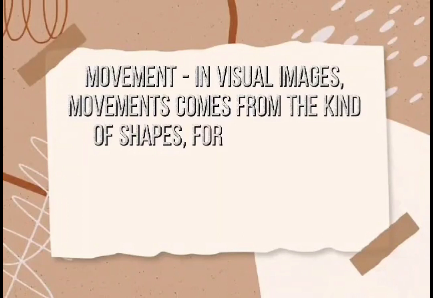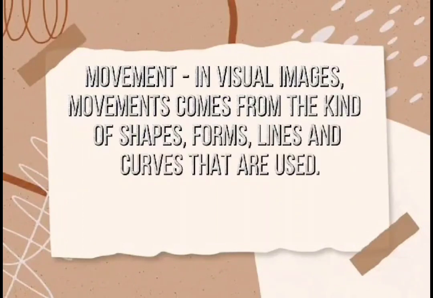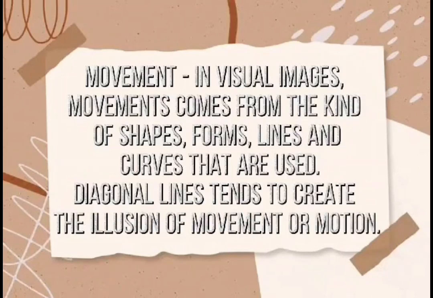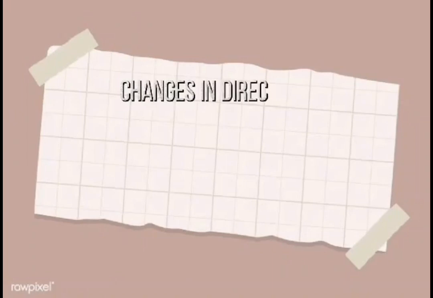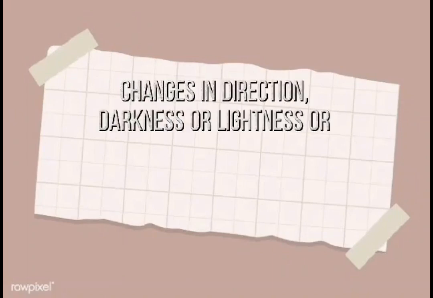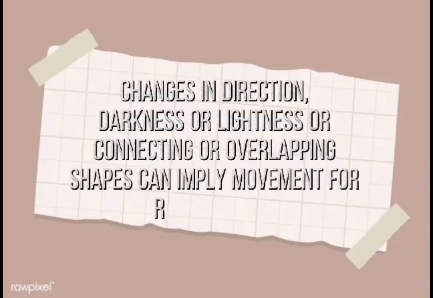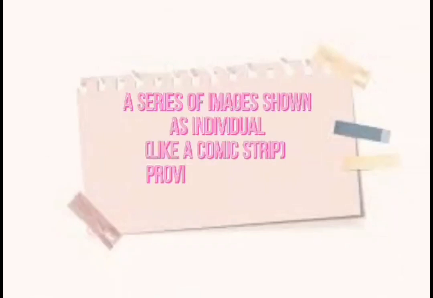Movement. In visual images, movement comes from the kind of shapes, forms, lines, and curves that are used. Diagonal lines tend to create the illusion of movement or motion. Changes in direction, darkness or lightness, or connecting or overlapping shapes can imply movement or restlessness. A series of images shown as individual frames, like a comic strip, provides a sense of movement through time.